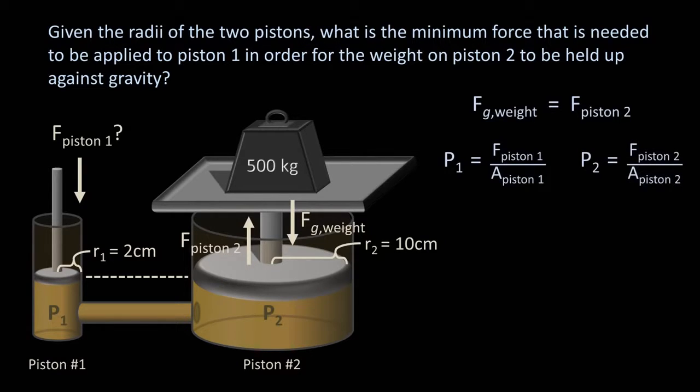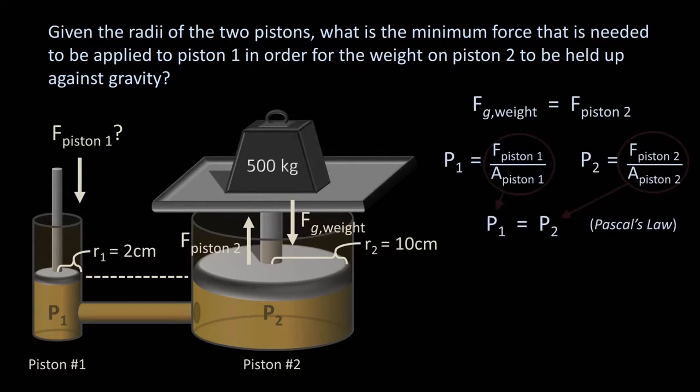The key principle to solving this problem is to recognize that the pressure in piston 1 must equal the pressure in piston 2, as a consequence of Pascal's law. Remember, a pressure applied anywhere to an enclosed body of fluid is transmitted within that fluid equally in all directions. So the pressure that the force from piston 1 imparts within the fluid inside piston 1 is transmitted through the connecting tube to the liquid in piston number 2.